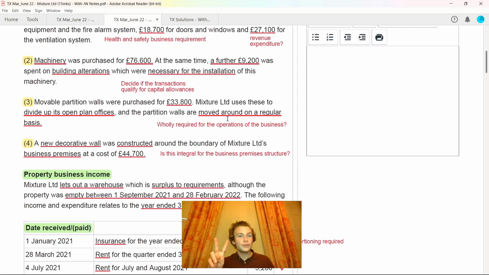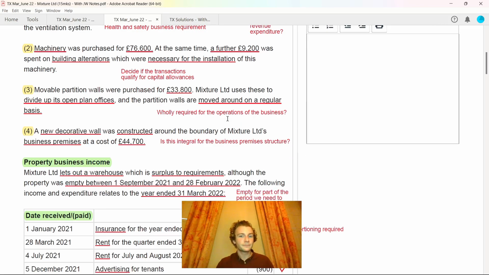The next part, number 2, was machinery was purchased for £76,600. At the same time, a further £9,200 was spent on building alterations which were necessary for the installation of this machinery. Part 3, movable partition walls were purchased for £33,800. Mixture Limited uses these to divide up its open plan offices, and the partition walls are moved around on a regular basis. So it's the aspects that split out the office where people will work, and we've got to decide again for those types of transactions, do they fit the bill for capital allowances?